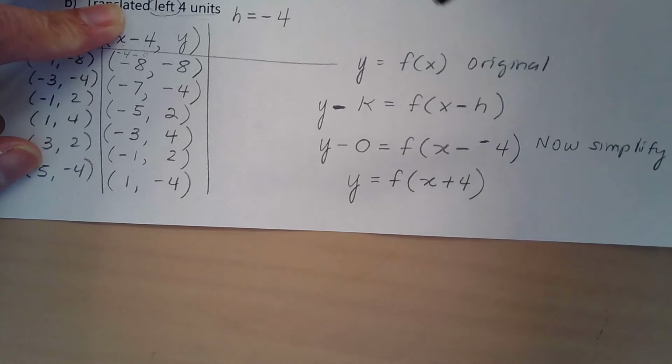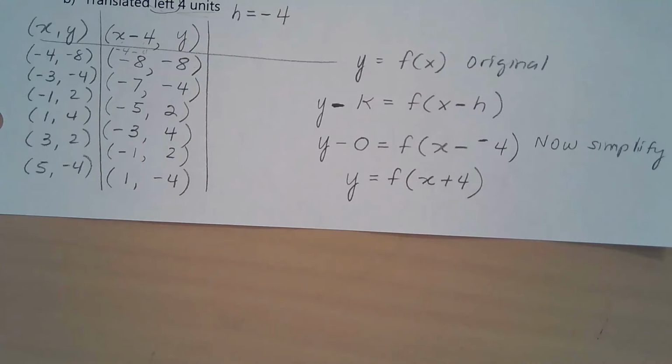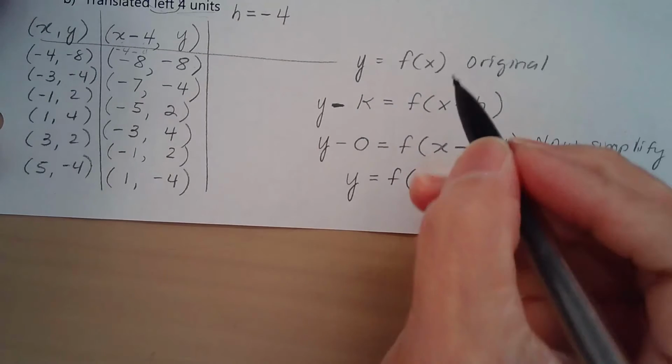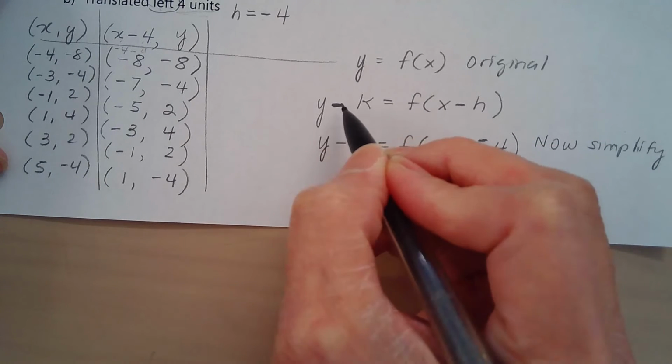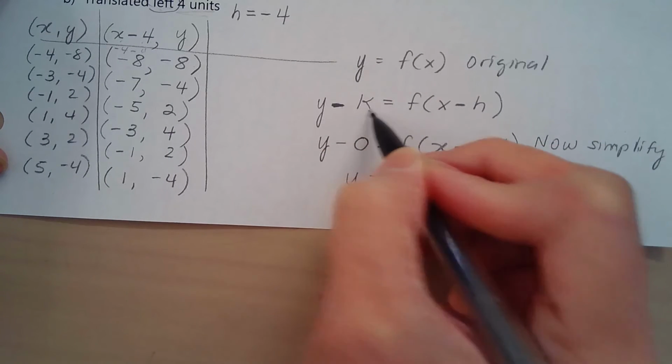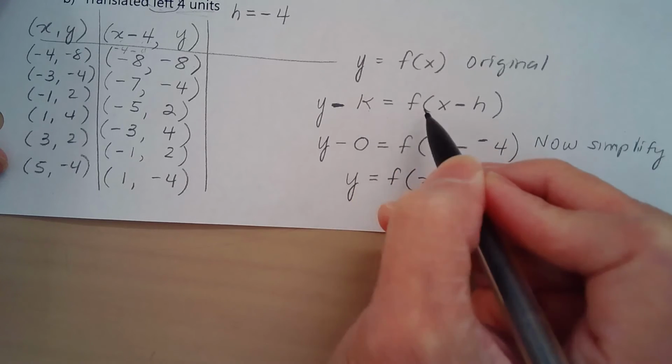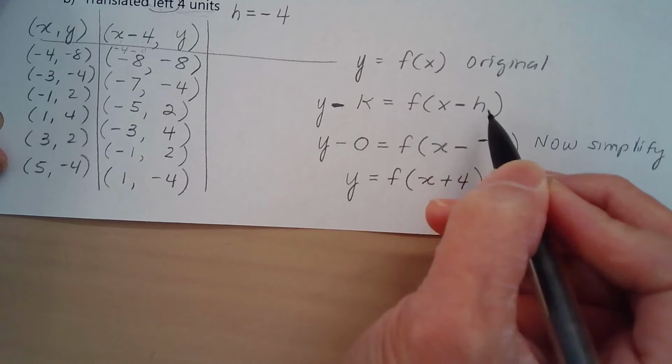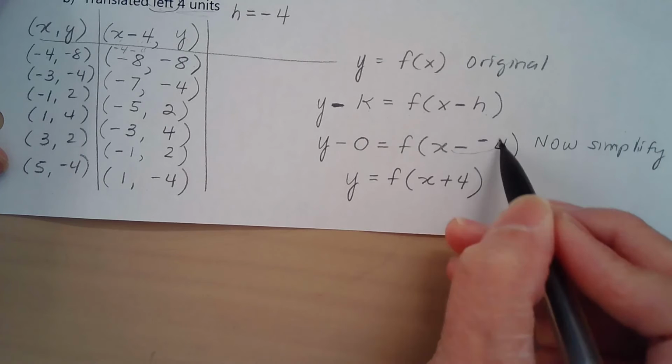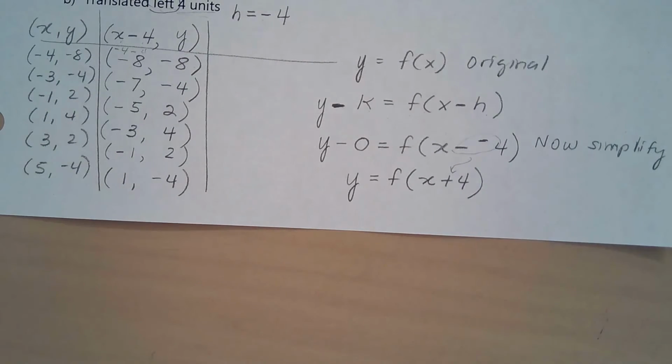So the question you were asking earlier is why is it plus 4 in here when there is a -4 there? It's because the translation formula is y minus k equals f of x minus h, and these two negatives just got simplified to a positive.